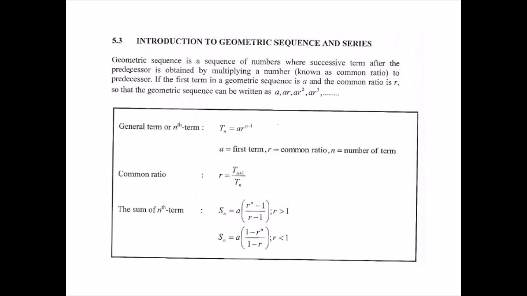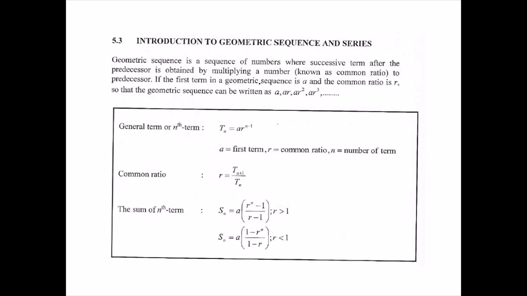This is the second type of sequence. Last class we discussed the first type of sequence, which is arithmetic sequence. So let's look into geometric sequence. A geometric sequence is a sequence of numbers where each successive term after the predecessor is obtained by multiplying a number known as the common ratio to the predecessor.